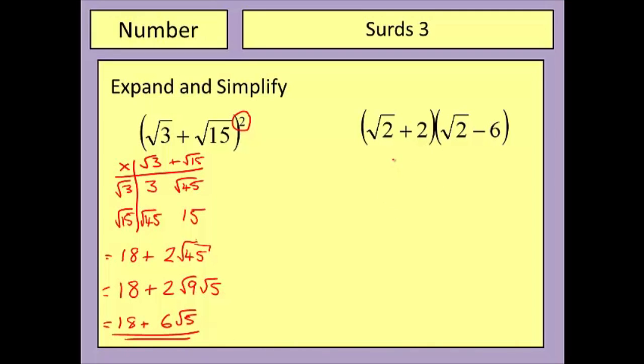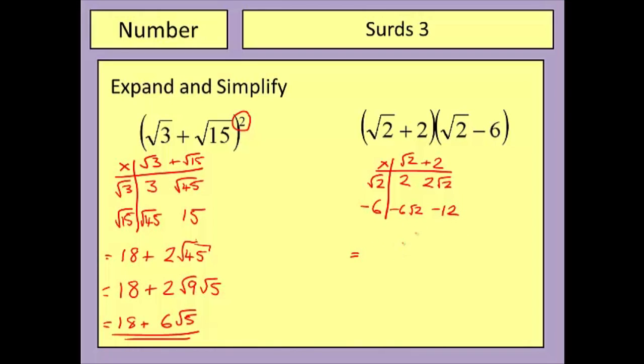In the second example, again I'm going to set up a really quick grid method. So I've got root 2 plus 2 and root 2 subtract 6. Root 2 times root 2 is 2, and 2 times root 2 is 2 root 2, and negative 6 times root 2 is negative 6 lots of root 2, and finally negative 6 times 2 is negative 12.